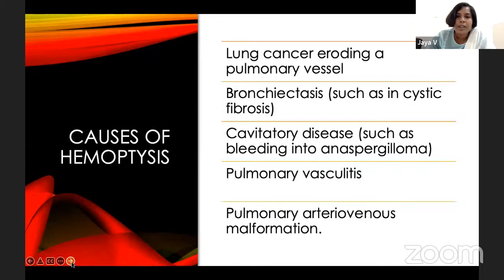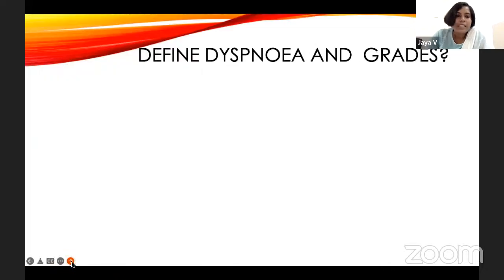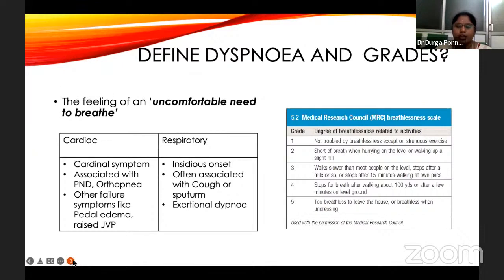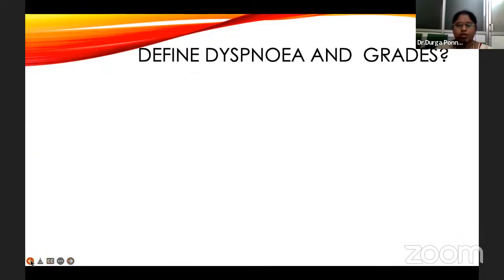Yeah, okay. So what is dyspnea? And can you grade the dyspnea of respiratory disease? Dyspnea is the undue awareness of one's own breathing. It can be graded according to the NYHA classification for cardiac causes, and the MMRC for respiratory causes. MMRC you tell. NYHA is for cardiac cases.